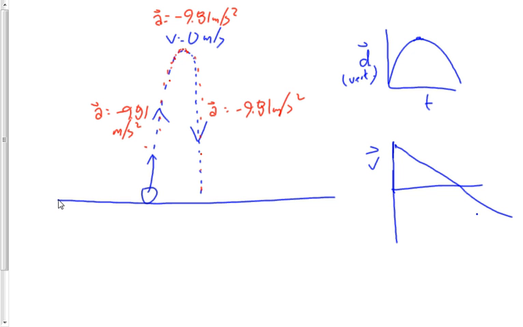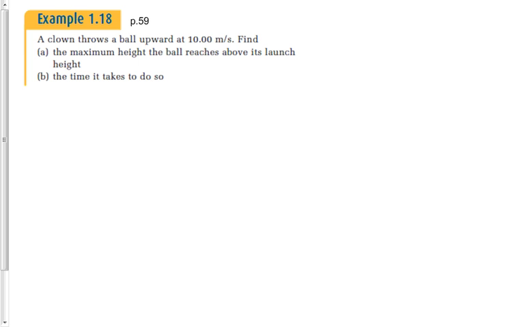All right. Let's do a question. A clown. Hey, this is going to be a fun day in physics today. We're talking about clowns. I should have dressed up as a clown today. A clown throws a ball upward at 10 meters per second. What's the maximum height the ball reaches above its launch height? And what's the time that it takes to do so?